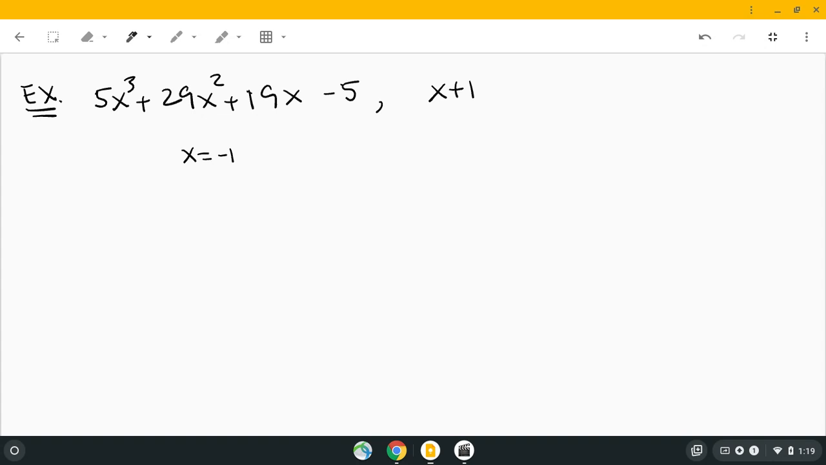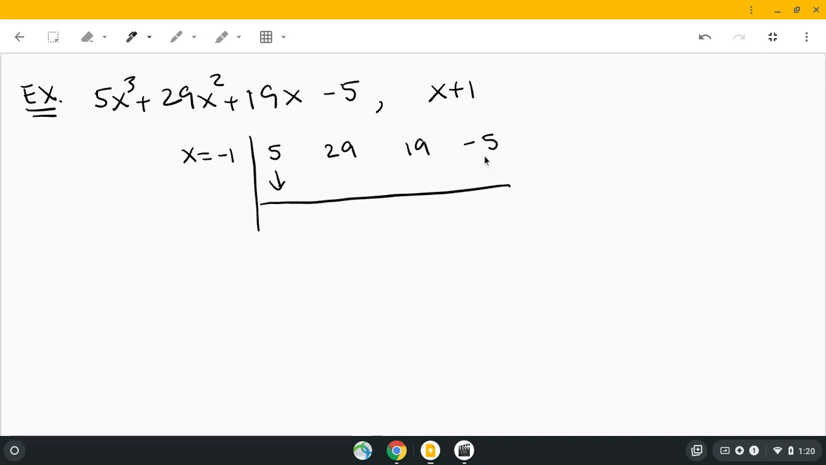So I'm going to use x equals -1 outside there. And then over here, in this area, I'm going to use the coefficients of this polynomial over here. So that would be 5, 29, 19, and -5. Again, these four numbers are the four numbers right here. Okay, and then we're going to leave some space.